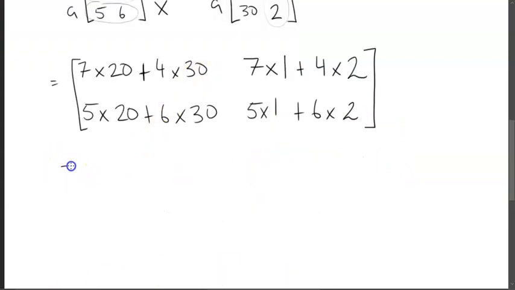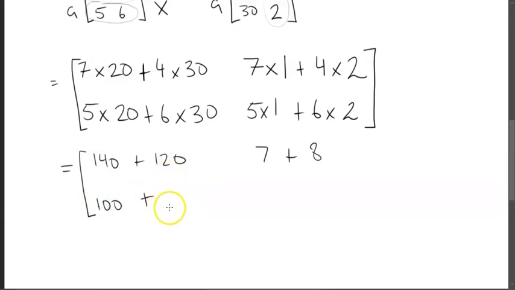All right. Let's use our mathematical skills to figure this one out. 7 times 20, 140. 4 times 30, 120. 7 times 1, 7. 4 times 2, 8. 5 times 20, 100. 6 times 30, 180. 5 times 1, 5.